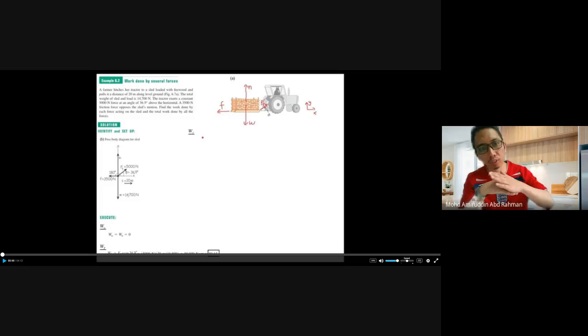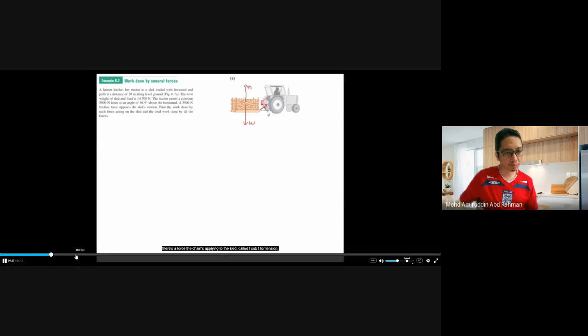So the force from the tractor is at an angle of 36.9 degrees. So you draw that in terms of a free body diagram. You can see that we now have a 3,500 newton friction force. So the friction force is going to the left. What we need to do is to find the work done by each force acting on the sled, and the total work done by all the forces.